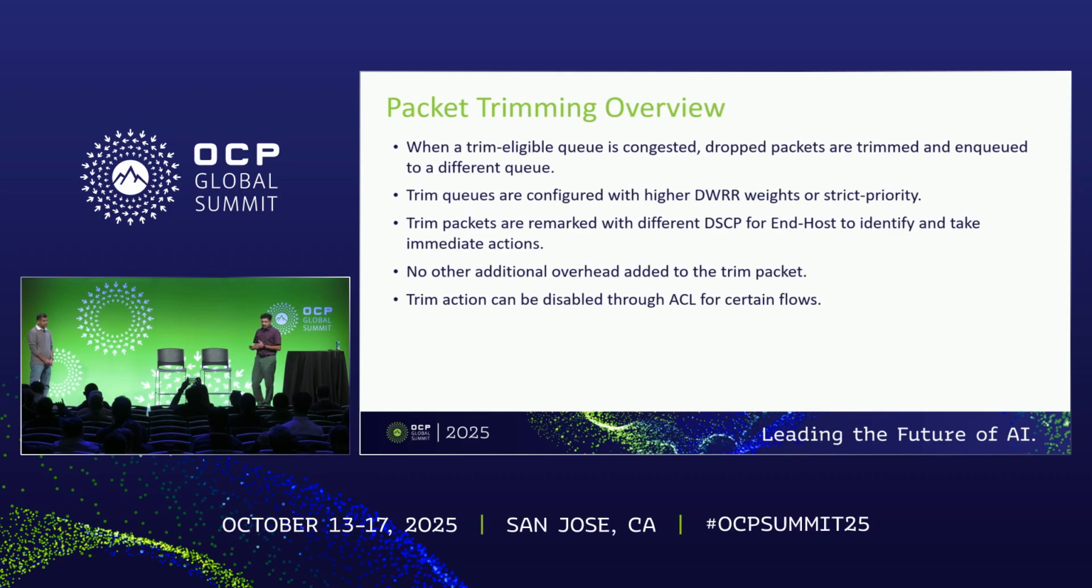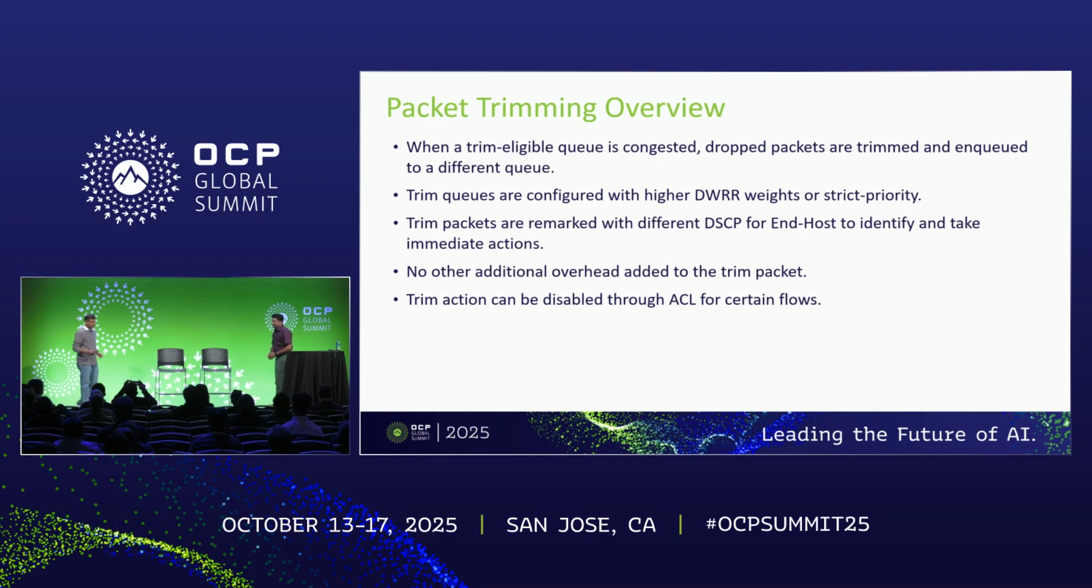So going over the overview, like I said, there are multiple configuration parameters. You can enable the trimming on certain queues, and when a drop happens on that queue, that's where the trim action is taken. So when the trim eligible queue is congested, the dropped packets are trimmed and enqueued to a different queue. And with that, I'll hand over to my co-presenter, Kumaresh, who will go through the details of the feature itself.